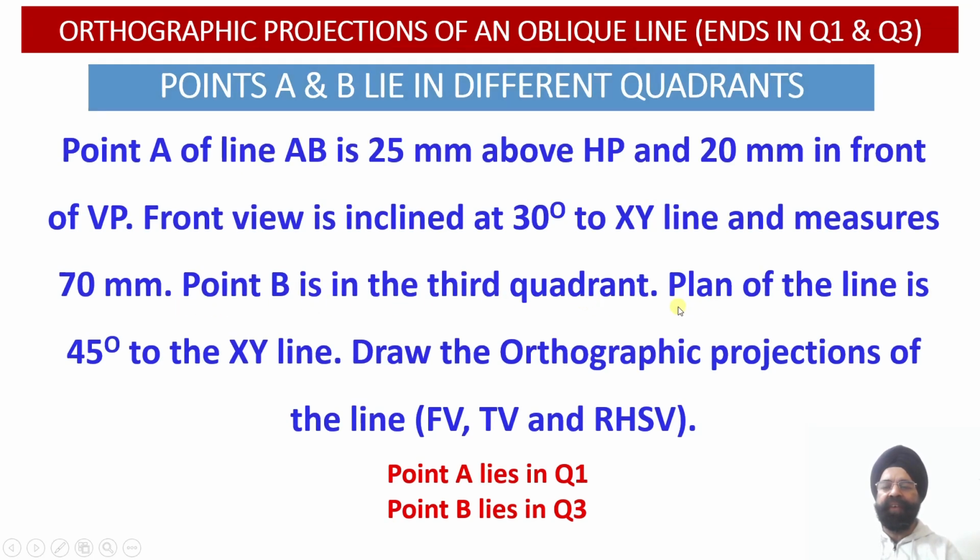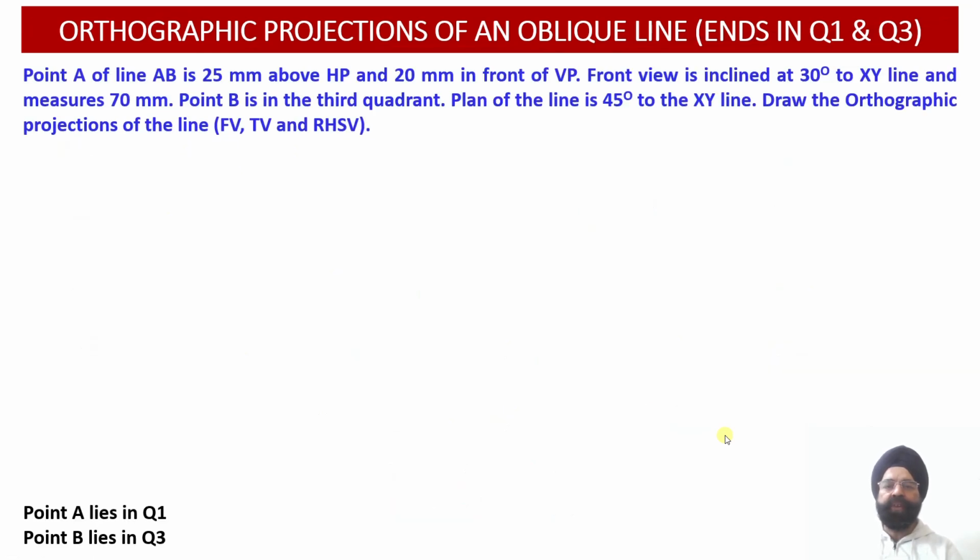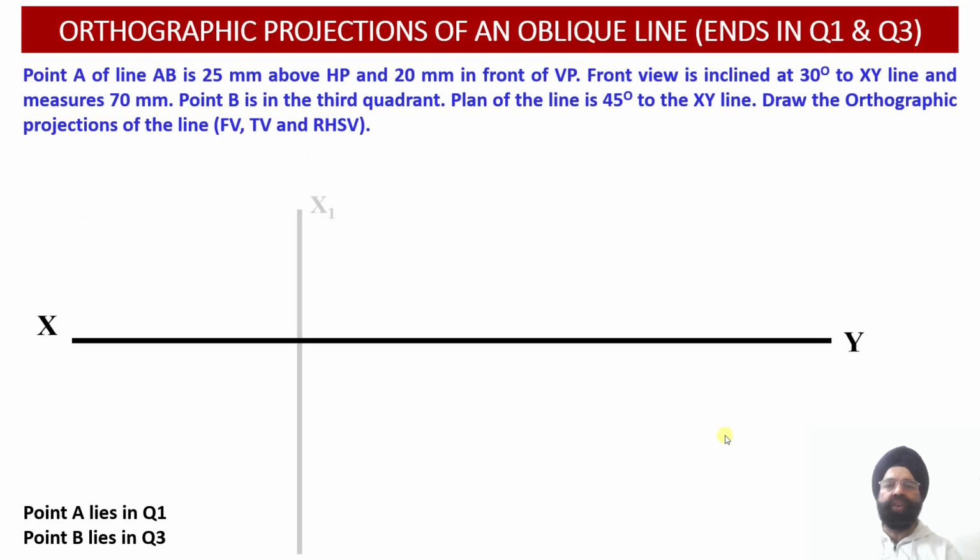Another information available with us is that the plan of the line is inclined at an angle of 45 degree with respect to the XY reference line. So with this information, we are required to draw or construct the orthographic projections of the line, that is front view, top view and the right hand side view projections of the line AB. Now let us proceed with the construction of the orthographic projections of the line AB.